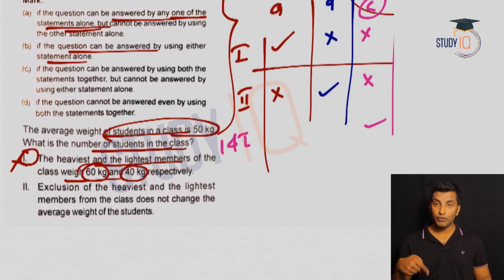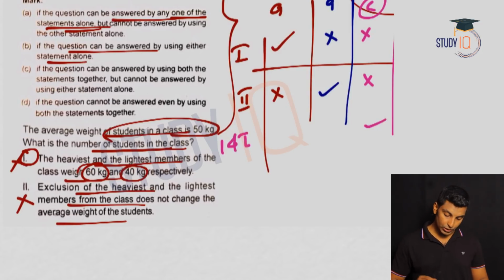Okay. Now let's look at 2 alone. Exclusion of the heaviest and the lightest member from the class does not change the average weight of the students. That is also not giving you any clue related to the number, so this also is not helping you. So A is not the answer, B is not the answer. A and B are not your answer.